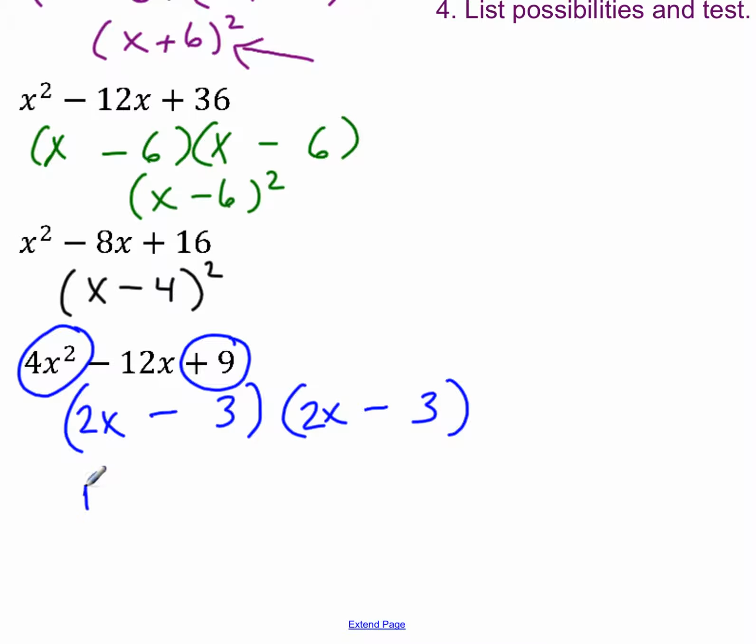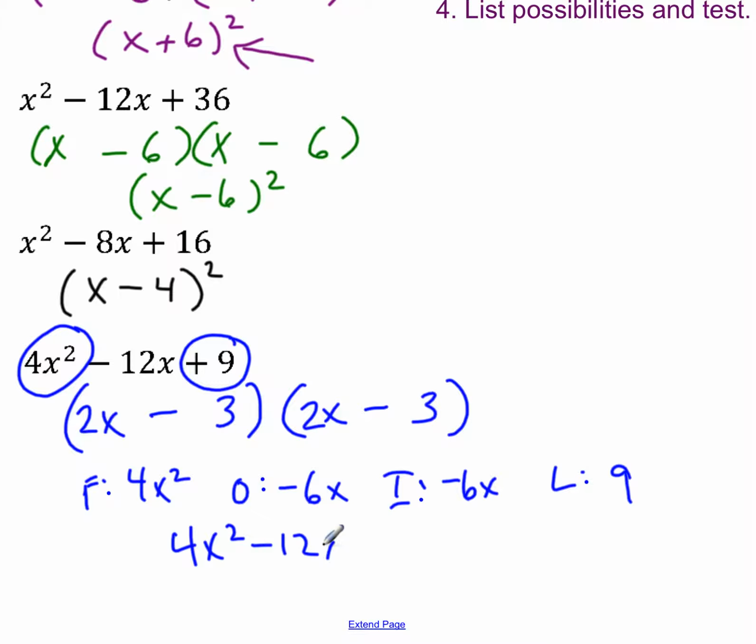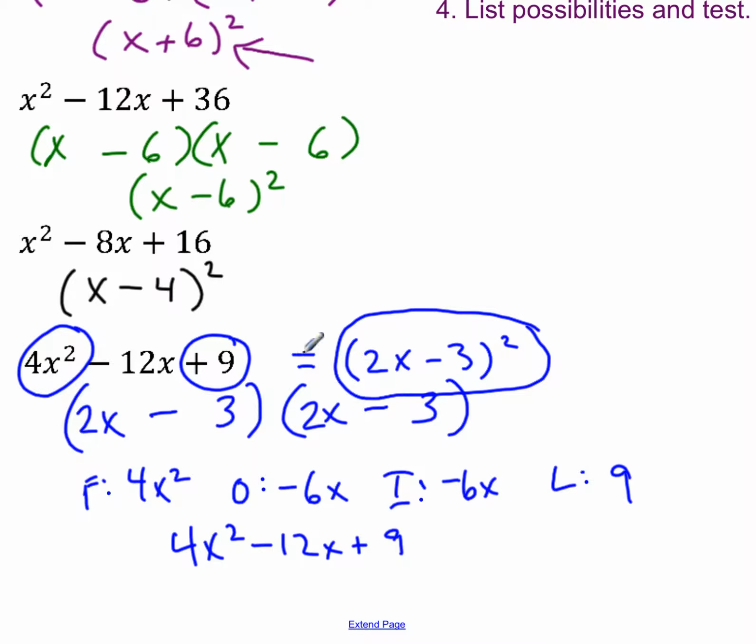If I multiply my firsts for FOIL, I get 4x squared. If I multiply my outers, I get negative 6x. If I multiply my inners, I get negative 6x. And if I multiply my lasts, I get positive 9. When I put that all together, I get 4x squared minus 12x plus 9, which is exactly what I started with. So this actually factors into 2x minus 3 squared. Okay, this one's harder to see. So if you didn't really see the perfect square trinomial on your way in, you probably would get there anyway in the end.